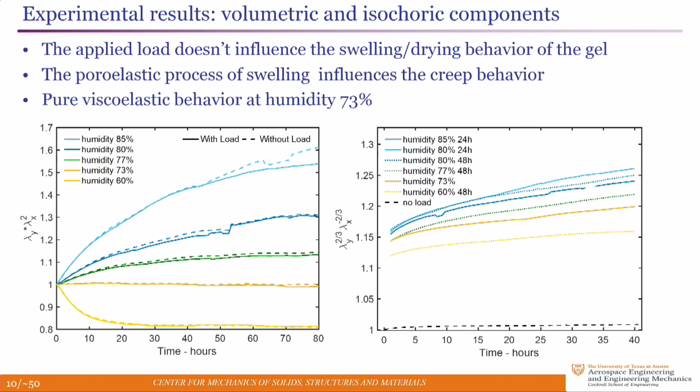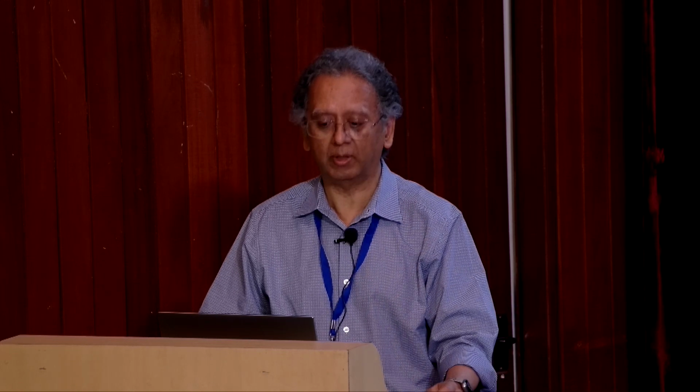This is a very dense slide, has lots of information in there. I'll walk you through it. On the left side is the volumetric deformation as a function of time for about 80 hours. The dotted lines correspond to the specimens without any mechanical loading, only thermal, only hygroscopic loading. The dotted line here corresponds to a relative humidity of 73%. The volumetric deformation doesn't occur. There's no swelling, there's no drying. The specimen is in hydrothermal equilibrium with the moisture outside. There's no diffusion going on at all.